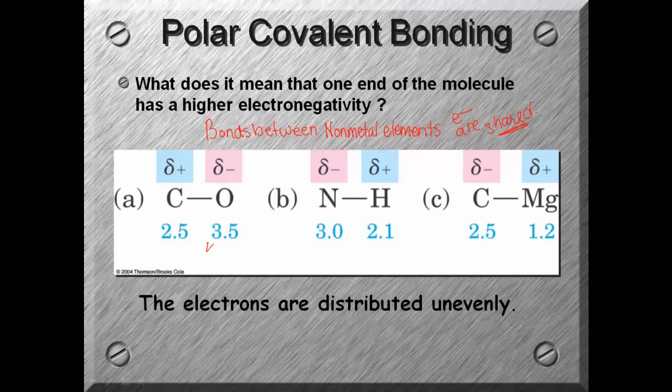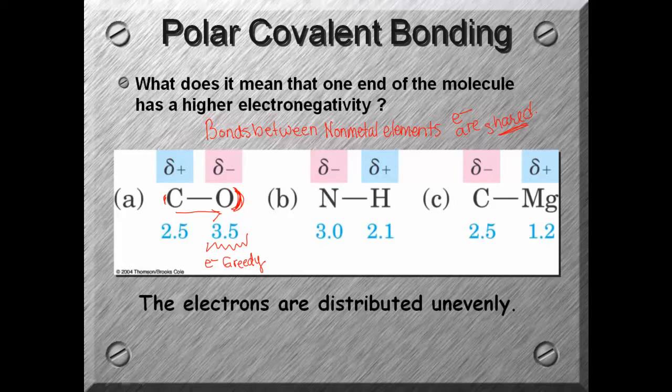What this means is that oxygen is electron greedy. It will keep the electrons towards its side of the molecule more often. So the electrons are drawn this way. And if the electrons stay over here more often, this side will become partially negative and the carbon loses, so it will be partially positive.